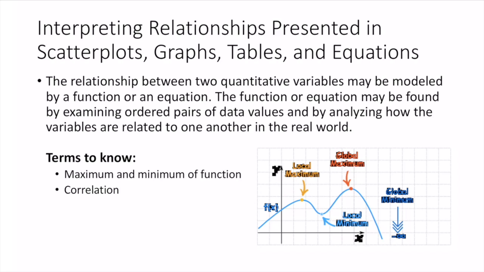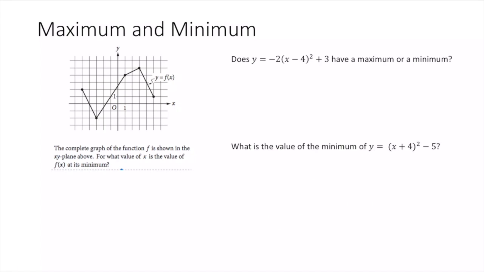The max and minimum: obviously maximum is the highest that we can get, and minimum is the lowest we can get. The term local maximum just means this is the highest point in this region. Global maximum would be the absolute biggest one on the graph. So this is the highest point in this function, so this would be the global maximum. We'll talk about correlation in a second. So first, max and minimum.